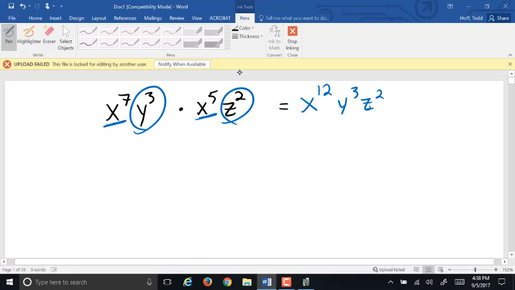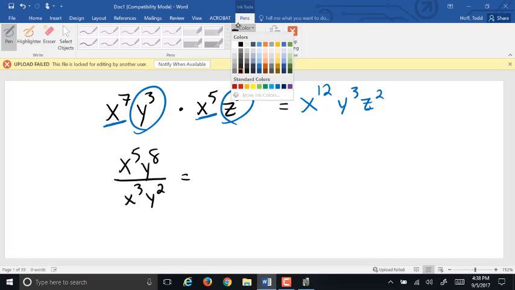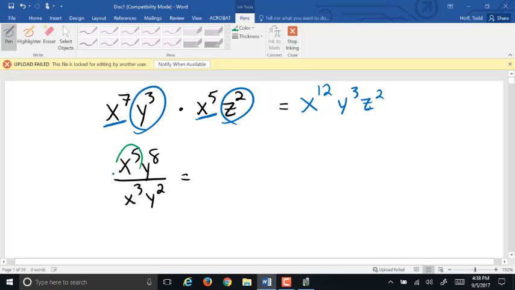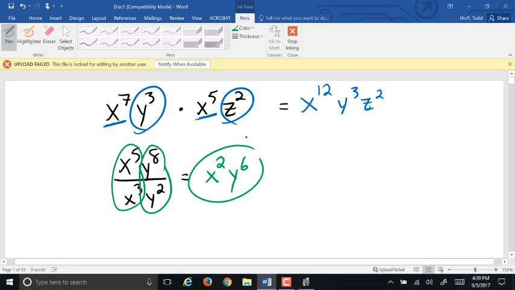The same works for division. If I have x to the fifth, y to the eighth, and I am dividing by x to the third, y squared, I can divide each separately. x to the fifth divided by x to the third is x squared, good. y to the eighth divided by y squared, y to the sixth, thank you.